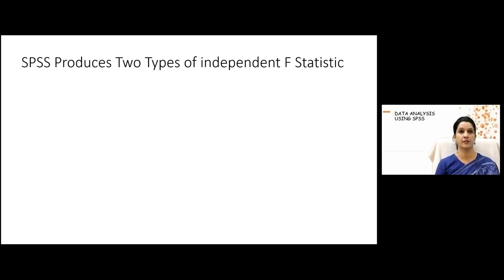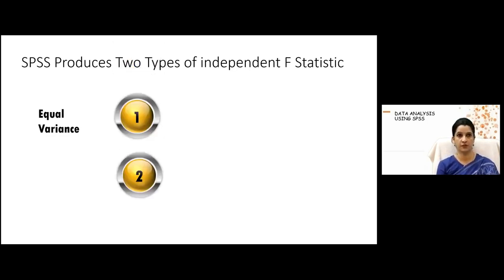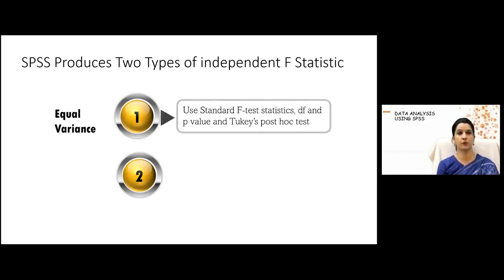So SPSS produces two independent types of F statistics. The first one: when the equality of variance is assumed, then we take the standard F statistic, its degrees of freedom, its p-value, and we use Tukey's post hoc test. So just remember the name now. We will see how to apply this test.